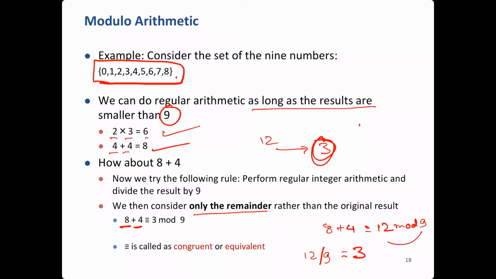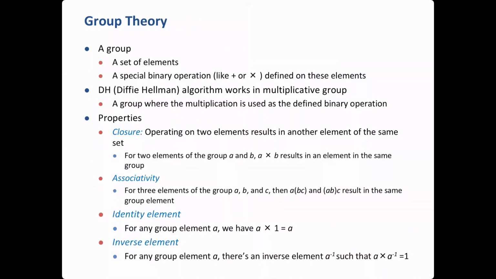So we can write this as an equivalence. Here this symbol represents equivalence or congruence. So we can say 12 is congruent to, or equivalent to, 3 mod 9. Okay, get it? Okay, so there are a lot of examples that are given in the book, so please read through that.